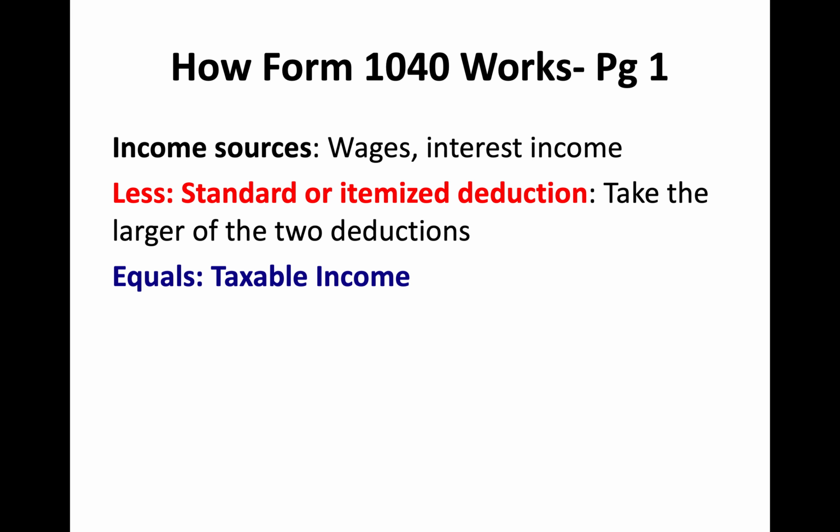So here goes. We start off with income sources: wages, interest income, dividend income, maybe rental income if you rent property. And then we subtract the standard or the itemized deduction. We take the larger of the two deductions. I'll talk about itemized deductions, which are in Schedule A, in a separate video. And what that equals, the difference, is taxable income.